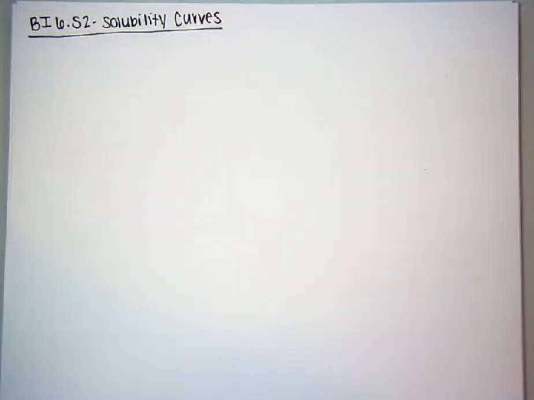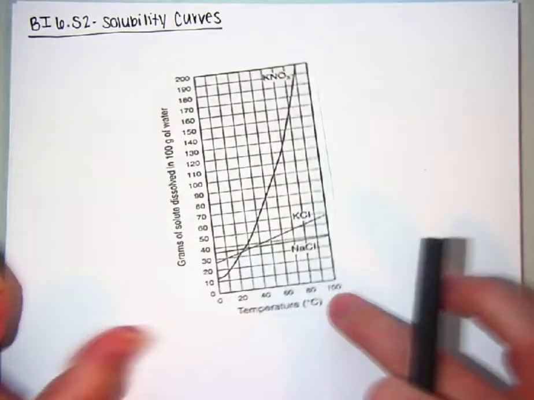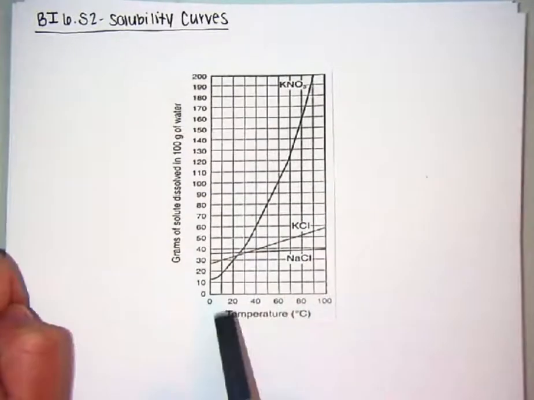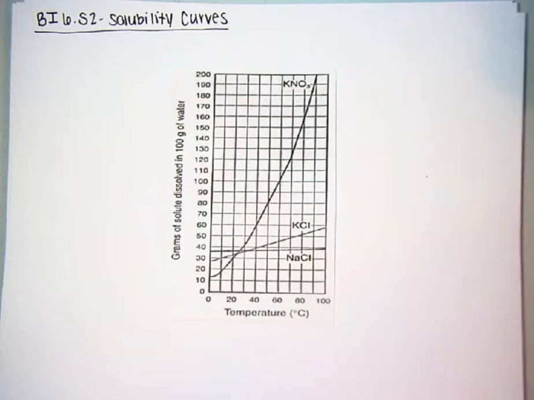In this lesson, we're going to cover Big Idea 6, Standard 2, which is on solubility curves. So here is an example of a solubility curve. Notice that we have temperature along the x-axis, and along the y, it tells us how many grams of solute can be dissolved. So we can see that we can dissolve a different amount of solute at different temperatures.